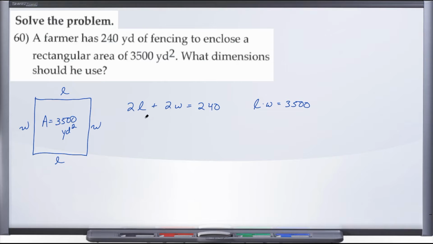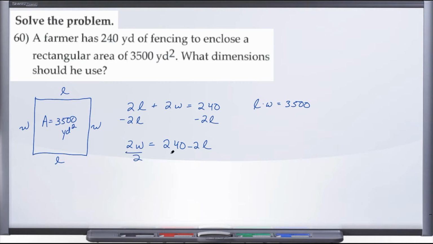We're running into the same problem that we did in 58. If we started with the area equation, we'll end up with a fraction. If we solve for L, we'll have a fraction. If we solve for W, we'll have 3,500 over L, so a fraction. So let's start with the perimeter equation. And how about this time we solve for W? I think we solved for L last time. So we'll subtract 2L from both sides. That leaves us with 2W equals 240 minus 2L.